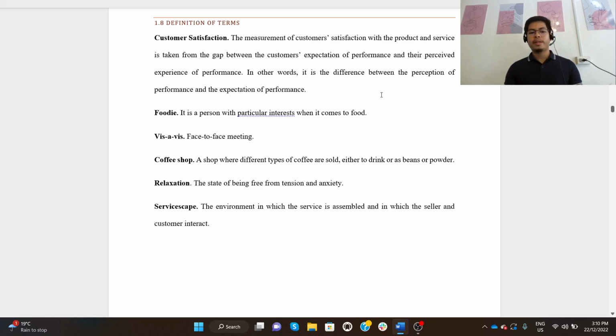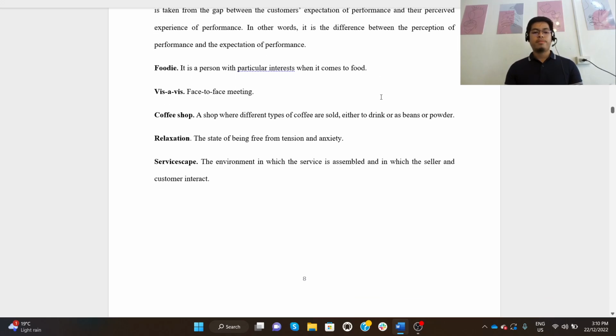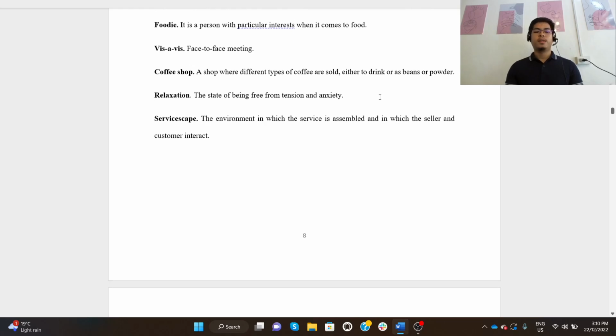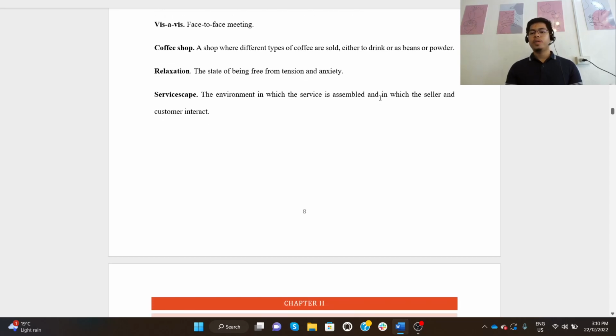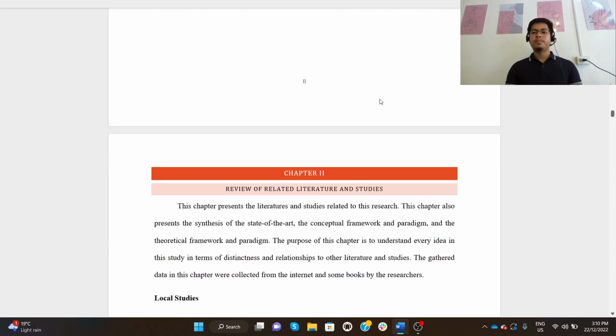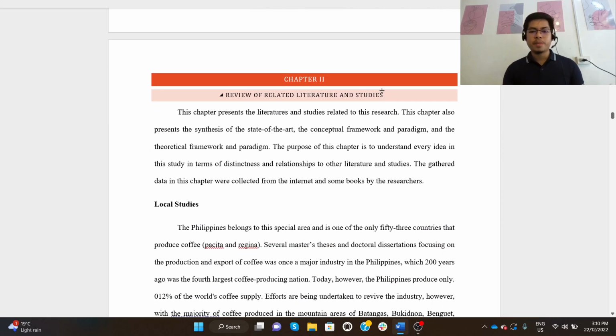Foodie is defined as a person with particular interest when it comes to food. Coffee shop, of course, is a shop where different types of coffee are sold, either to drink or as beans or powder. We have relaxation, the state of being free from tension and anxiety. And lastly, servicescape is defined as the environment in which the service is assembled and in which the seller and customer interact. Okay, so we are done with chapter 1.